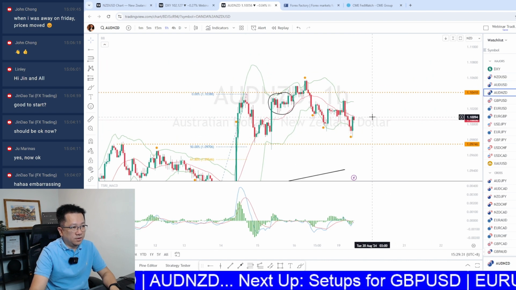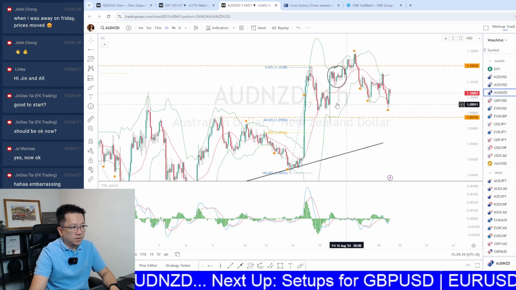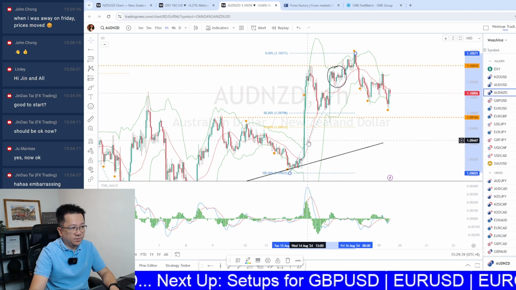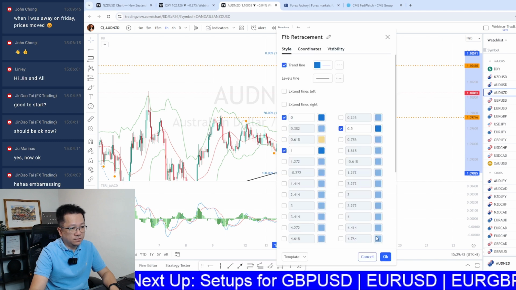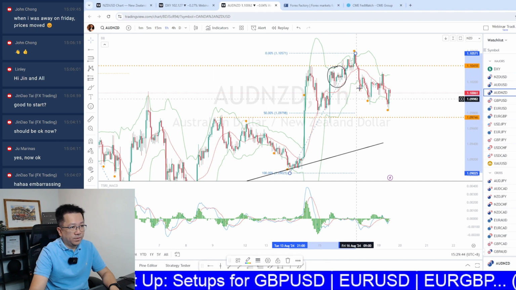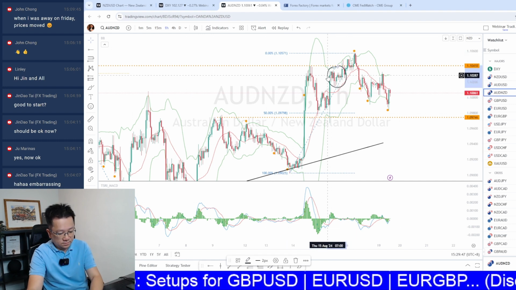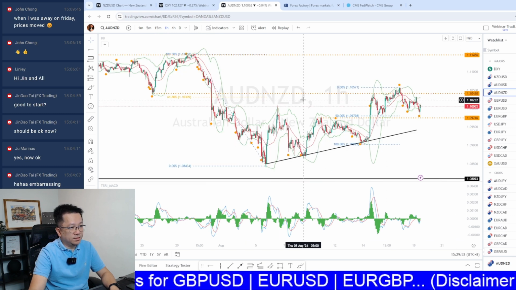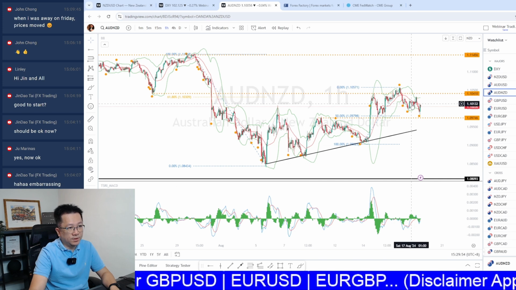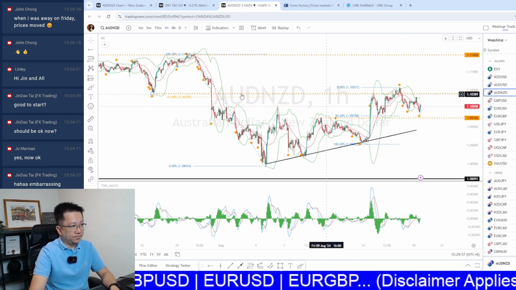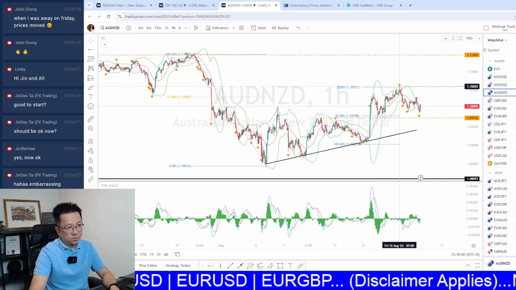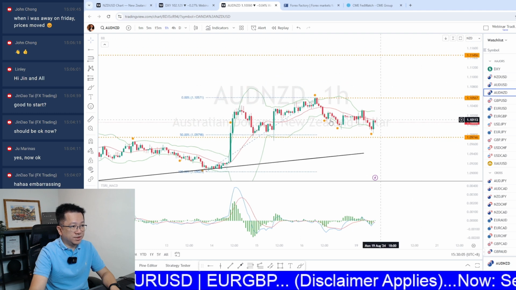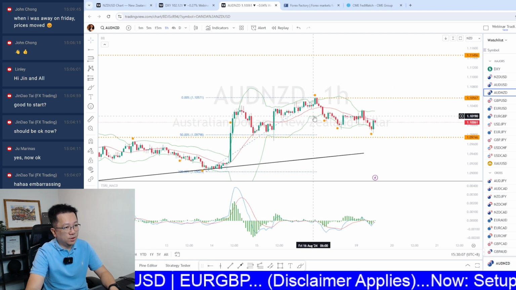Then looking at the Aussie Kiwi, it's done that. So it came right down to that 50% level and bounce. We have 60% still holding, 61.8 still holding in that area. Okay, so I'll take that, push it right up there. Still range bound. I would say Aussie Kiwi is range bound. Wouldn't be too keen.